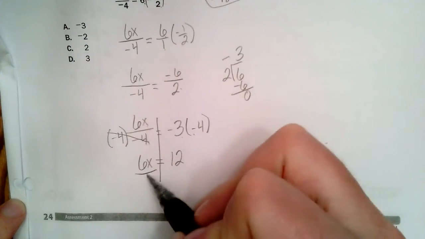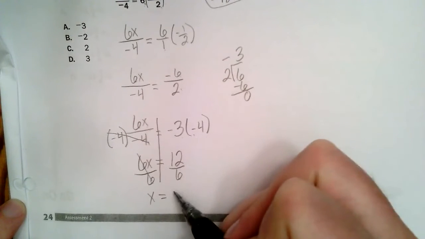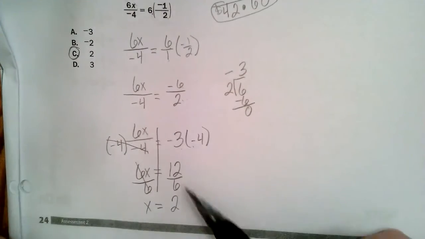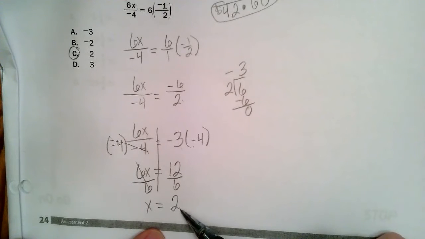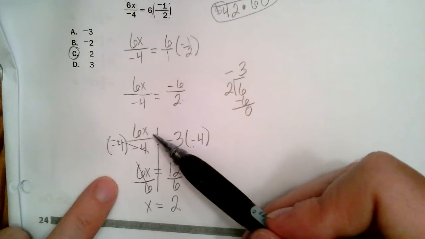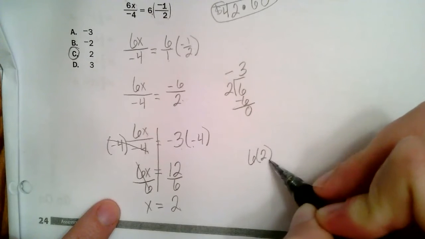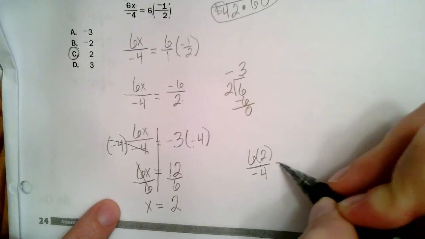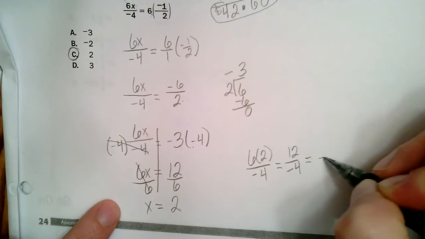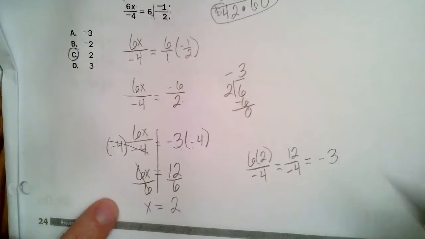And then I'm going to divide both sides by 6, and I get x equals 12 divided by 6 is 2. So my answer there is C. Okay, and then I can plug my answer into the equation to make sure it is true. If I did it correctly, then my answer should be negative 3. So I have 6 times 2 divided by negative 4. Well, 6 times 2 is 12, and if I take 12 and divide it by negative 4, I get negative 3, which is what I've got on this side. So I know I did it correctly.